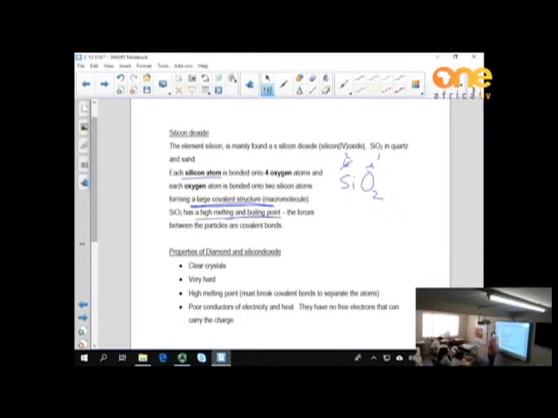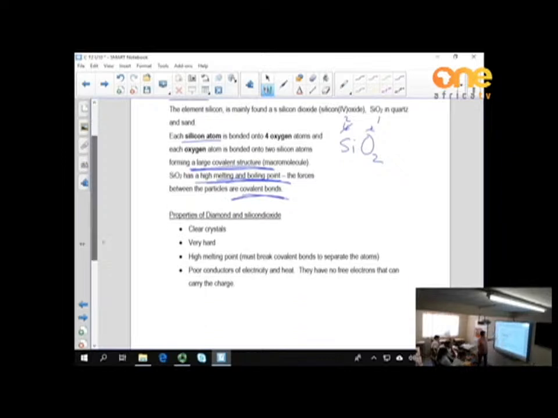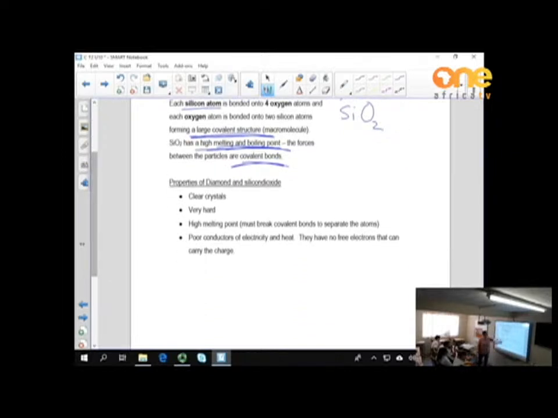Will it conduct electricity? It's confusing because silicon itself is a semiconducting material. So probably, I'm not perfectly sure whether silicon dioxide does conduct or does not. So high melting and boiling point, and if you want to break it, you have to break covalent bonds. So, properties of diamonds and silicon dioxide, why do they put them together? How would graphite differ? Graphite is soft and flaky, and graphite will conduct electricity.